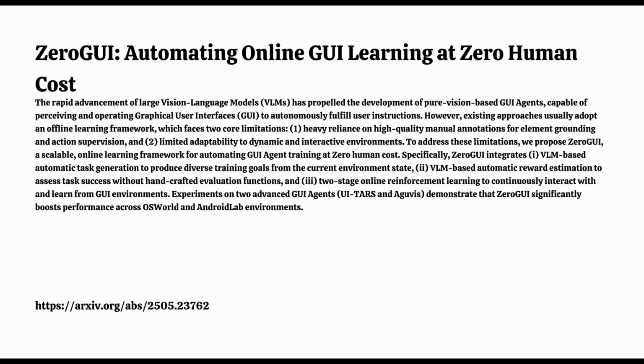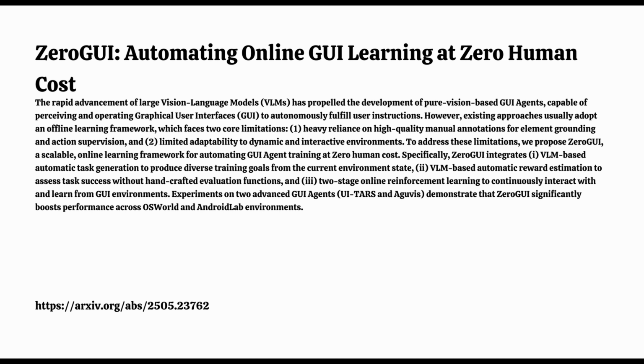But then, how does it know if the agent actually did the task correctly? That sounds like the really tricky part. Component 2, automated reward estimation. It is tricky. Normally, you'd need custom scripts for every single task to verify success. That's not scalable or zero cost.